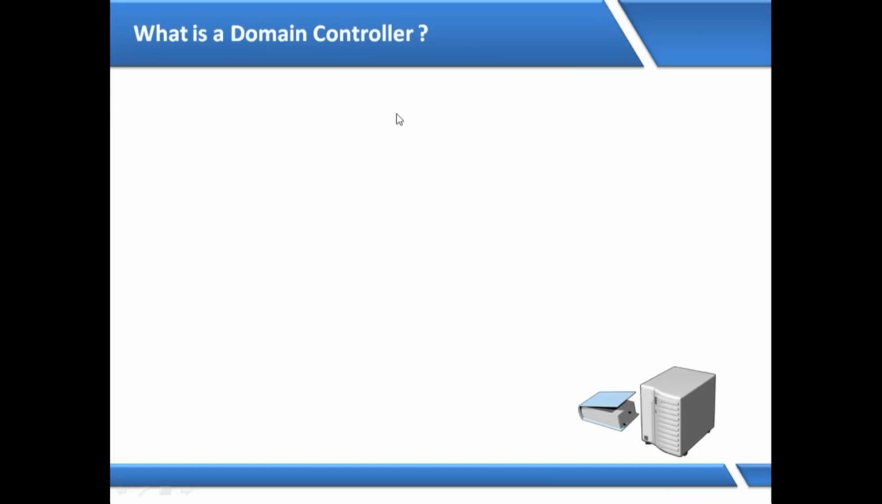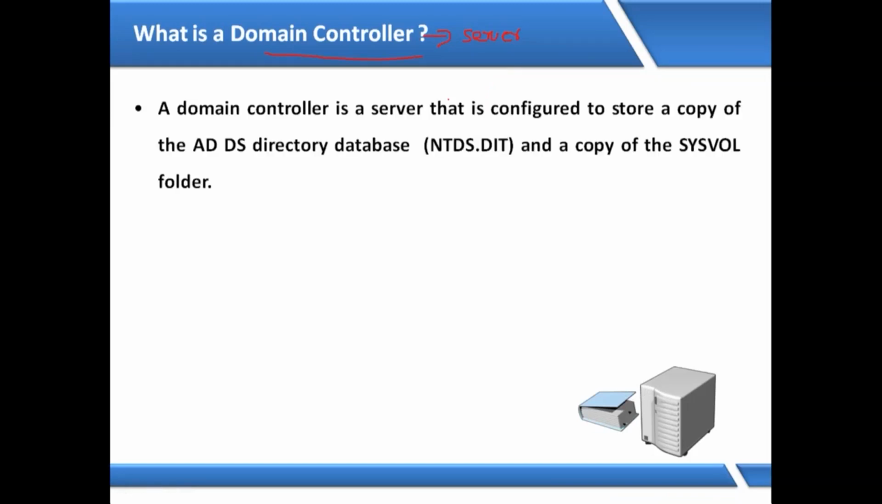So DC means what? In one word, you can understand DC as a server. Domain controller means server. ADDS is a service. So the domain controller is a server that has to be configured. It will never be created automatically. You have to configure it. Today we'll see how to configure. It has to be configured after installing ADDS; without that you cannot. It is configured after installing the ADDS to store the copy of the Active Directory.